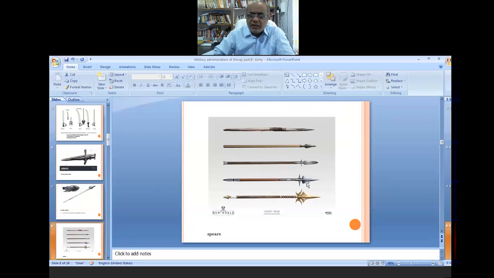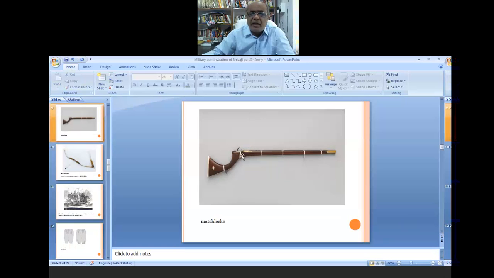And these are the different kinds of spears which were used during those days. This is a very crude one, having a wooden handle, very crudely shaped. This is a little bit polished one, and these are the different types of spears. And this is a matchlock.